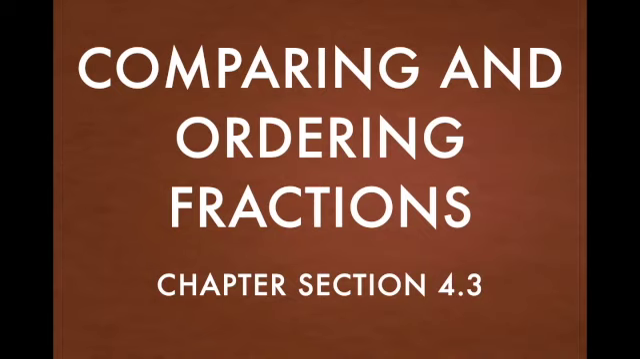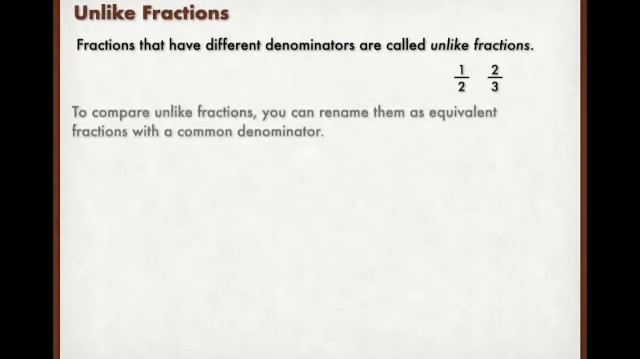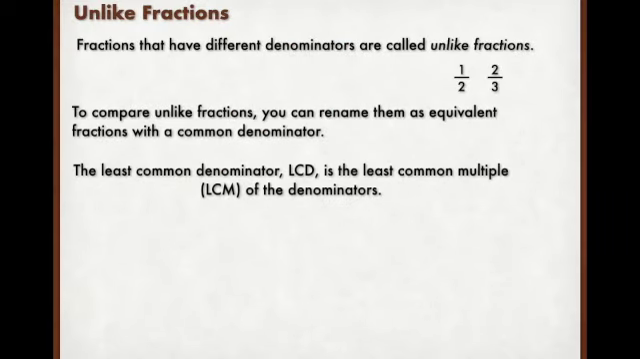Okay. Let's move into comparing and ordering fractions. This is the last section. If I'm going to compare these unlike fractions, they're not equal, they're not equivalent. You can rename them as equivalent fractions with a common denominator. This ties in the least common multiple. So we're using least common multiple, but we're going to focus on the least common denominator.